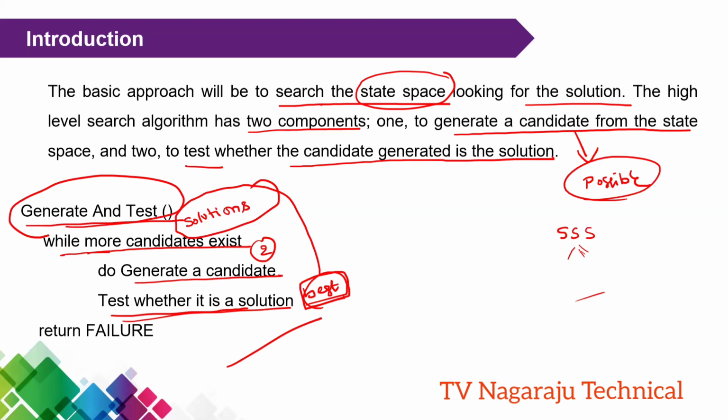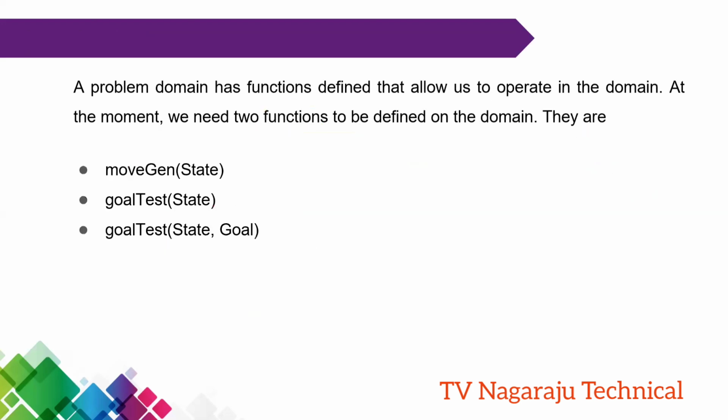Clear the point? Now, in this generate and test strategy, suppose you have a problem domain, how do you produce the solution? How do you check whether the solution is the best solution or not? For that, we are using two different functions. The first one is MoveGen of state.